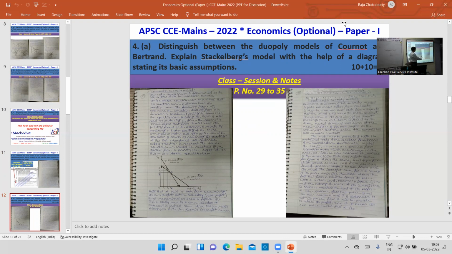The similarity between Cournot and Bertrand is that both models do not show industry profit maximization, but both show a stable equilibrium. The difference is that Cournot assumed quantity remains constant, in contrast with Bertrand, who assumed price remains constant. This is the fundamental difference between the two models.